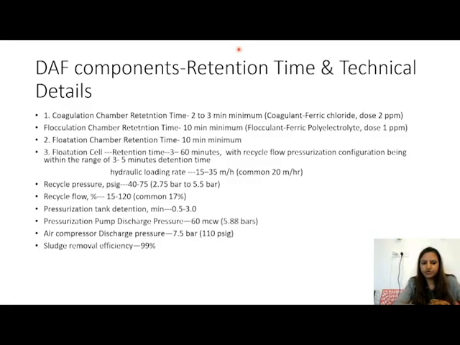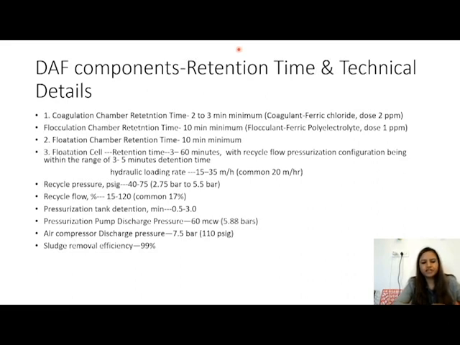Its retention time is 10 minutes minimum to provide a proper surface area for floats. Then there is the flotation cell where the chain flight system is there. Its retention time is 3 to 60 minutes, with recycle flow pressurization configuration being within the range of 3 to 5 minutes retention time. Hydraulic loading rate is 15 to 35 meter per hour, and commonly we use 20 meter per hour here. Then there is the recycle pressure, which is generally in the range of 40 to 75 psig, or in terms of bar, 2.75 bar to 5.5 bar.